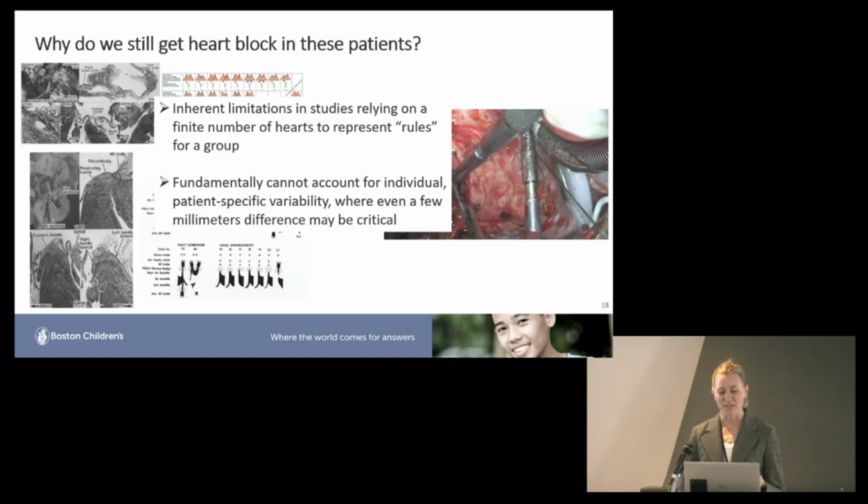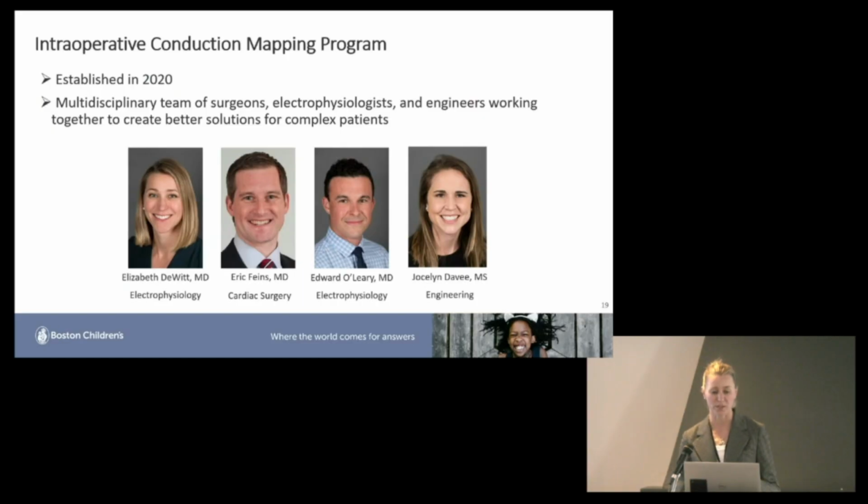And I think the other piece is just knowing how variable these hearts can be, taking a patient-specific approach and not relying on rules or a certain standard or anticipated finding, but really trying to come up with a patient-specific and centered approach to this.